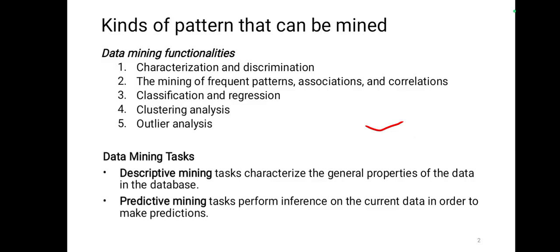So the next one, the fifth one, is outlier analysis. The name itself suggests outliers, which basically don't belong to my group and don't conform to my characteristics. Those are basically called outlier analysis.